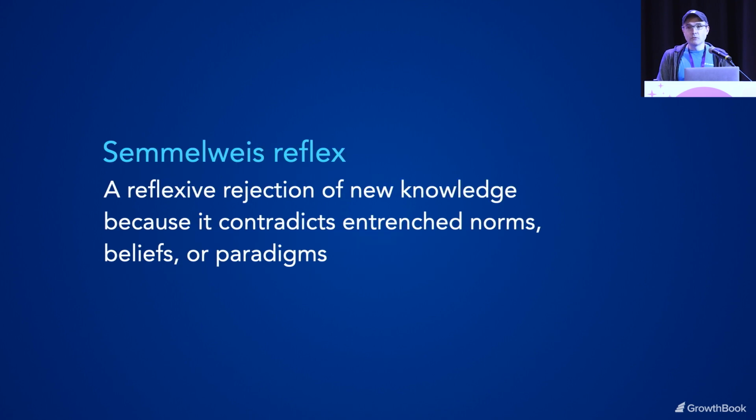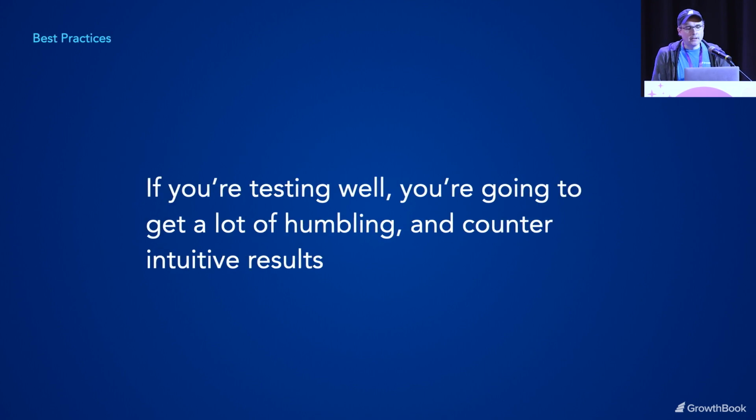But the reason why I tell you this is because there's a concept in A/B testing we call the Semmelweis reflex, which is like a reflective rejection of new information. So quite often when you tell people about the success rates of A/B testing or counterintuitive results, they're going to want to object against the data. And you really need to guard against that.